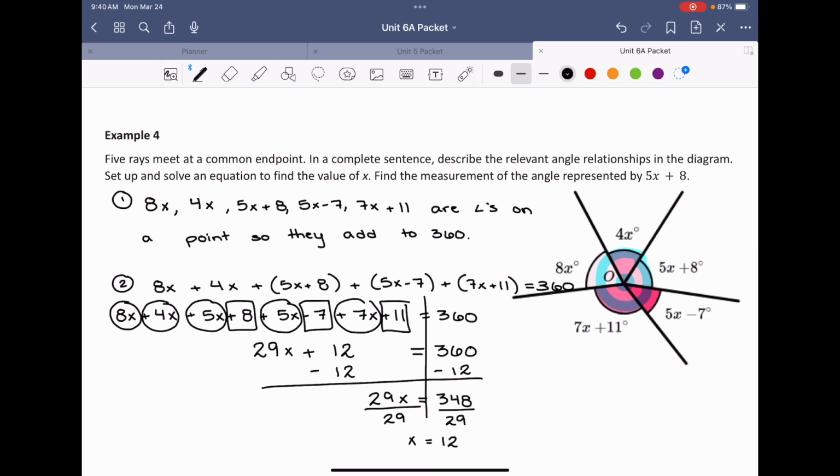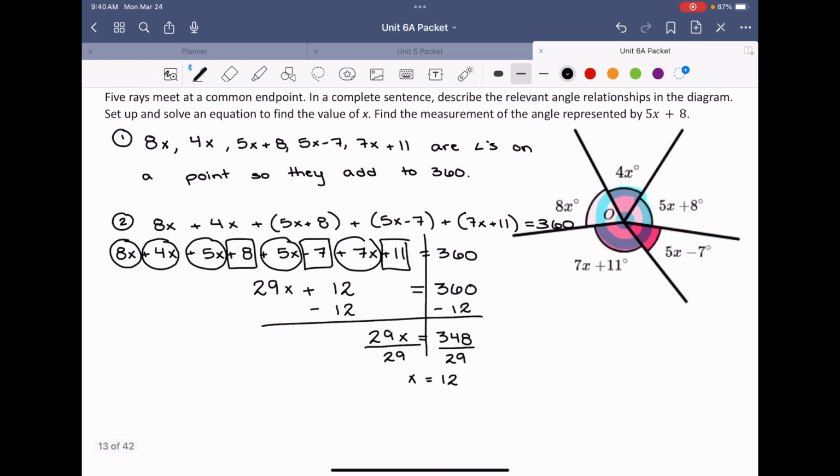But we have one more step. It says find the measurement of the angle represented by 5x plus 8. So step 3, 5x plus 8. And I'm going to show my work of plugging it in. 5 times 12 plus 8 is going to give me 68 degrees.